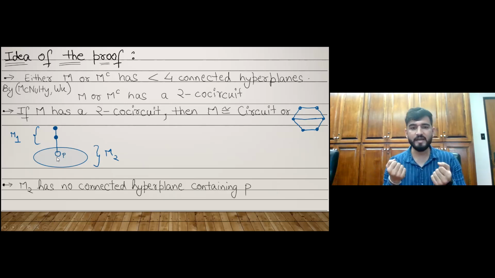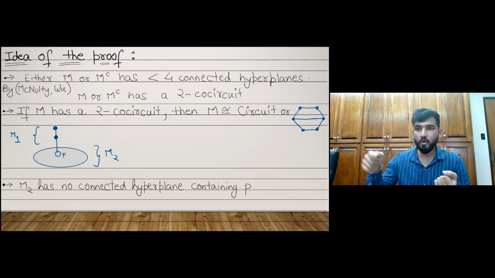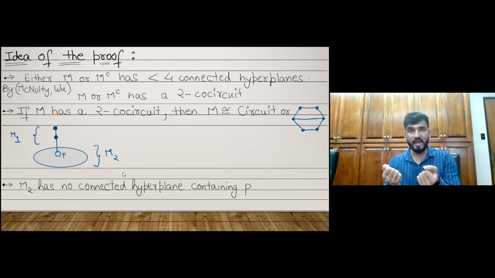Because if M2 has a connected hyperplane which contains P, then M has a proper flat which is connected and has a two-core circuit. And if you look at the complement of that flat, that is also going to be connected because it contains an affine geometry minus 2 points, right? Because of the two-core circuit. So then you get a flat which is connected and the complement is also connected. So that's a contradiction. So you cannot have that. So that's why M has no connected hyperplanes containing P.